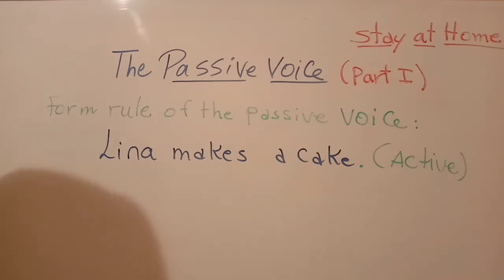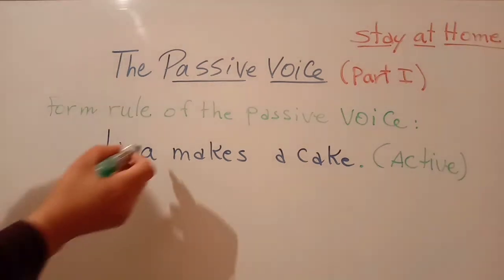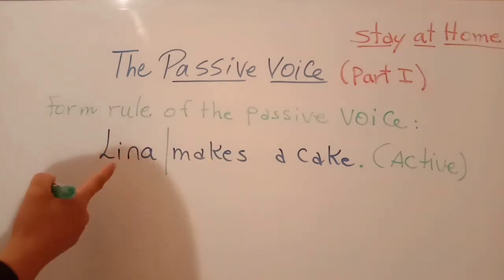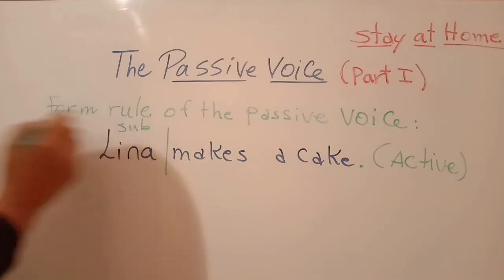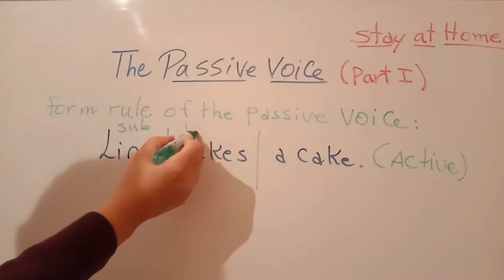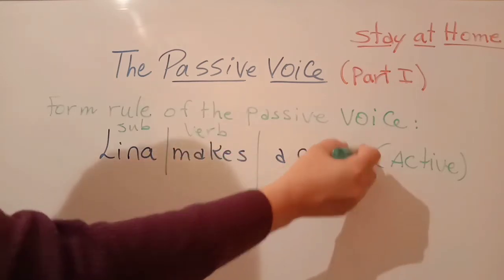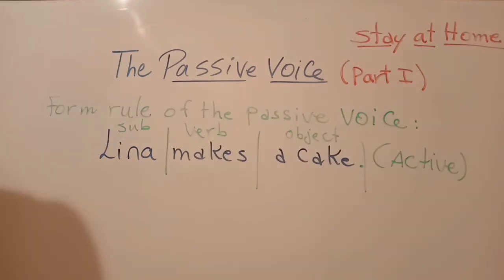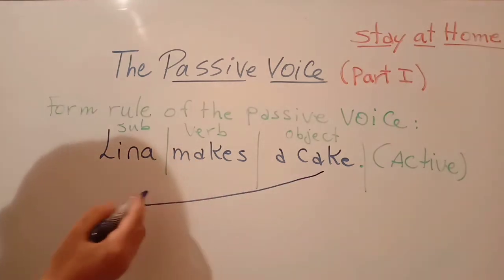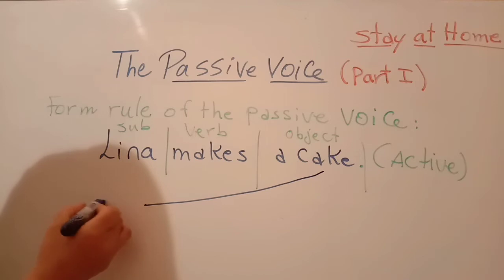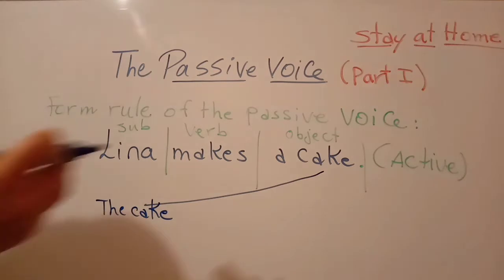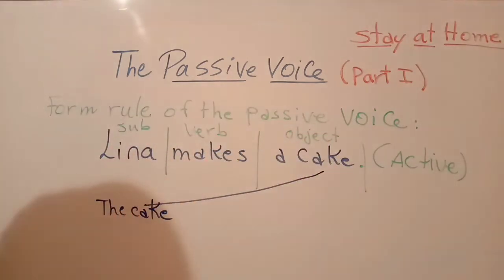So Lina is the subject. Okay, so try to cut the active sentence into subject, verb, and object. So Lina is subject, makes is the verb, and a cake is the object. Okay, second thing, we move the object to become subject. Okay, a cake or the cake, okay, so the object becomes subject.